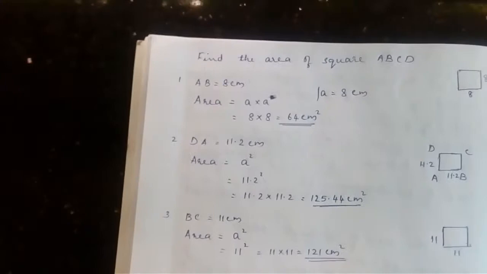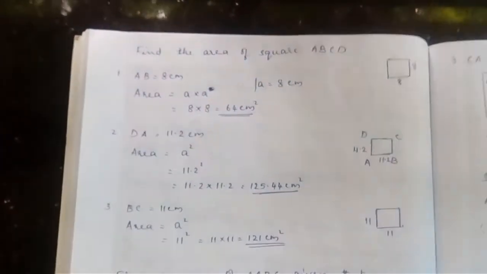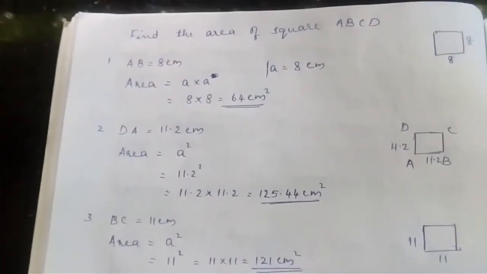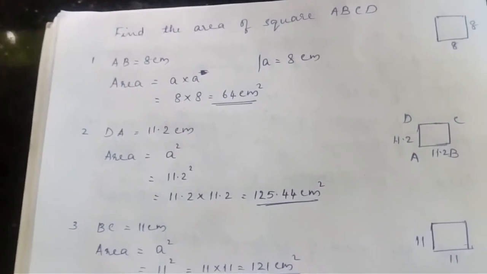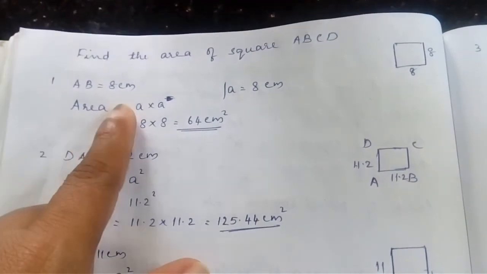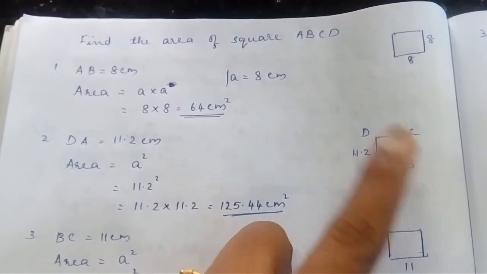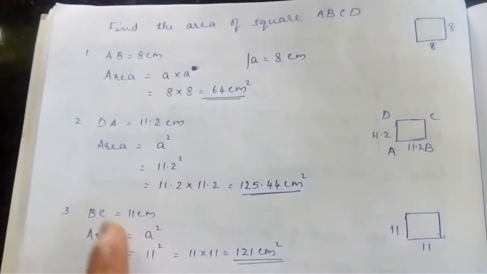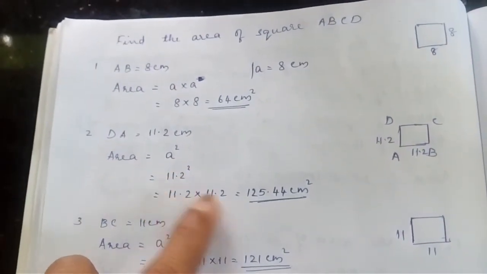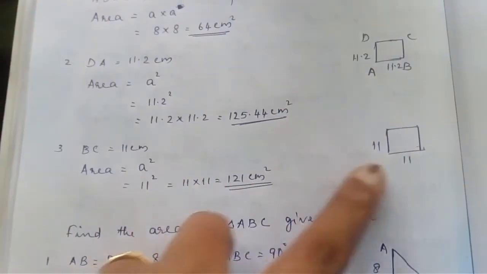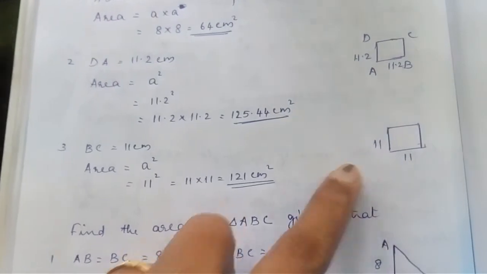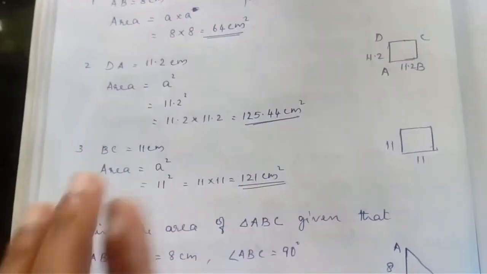Then next one, find the area of square ABCD. We know the area of square is A square. A square means A into A. So in the first question, side is given as 8 centimeter, so 8 into 8. In the second question, 11.2. All the sides have equal length, so 11.2 square, 11.2 into 11.2. Then next one, A is given as 11 centimeter, so 11 into 11, 121. Okay.